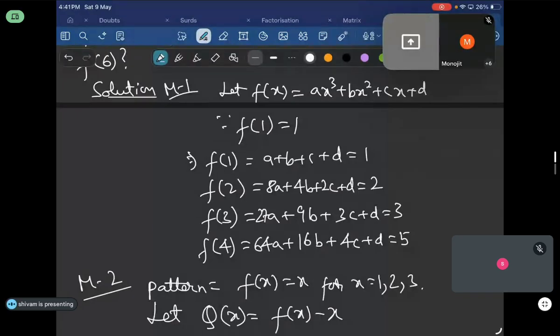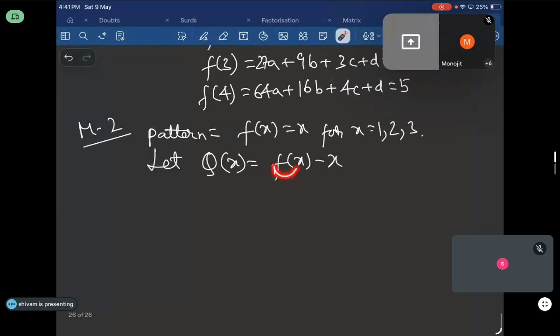So try to understand what he said. On the right hand side you have a cubic polynomial minus x. What is the degree of this expression? 3. And what is the degree of this expression? 1. What is the highest power on the right hand side? 3 only. So q of x is cubic. Right, tell me everyone, are you people getting it?